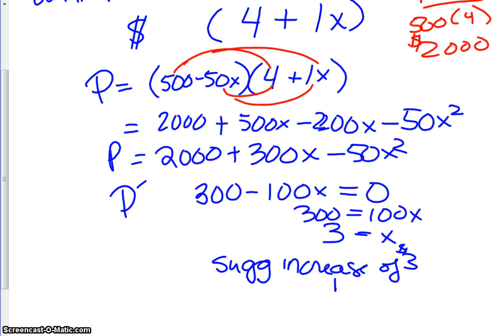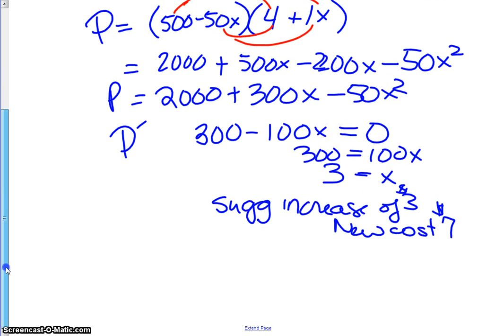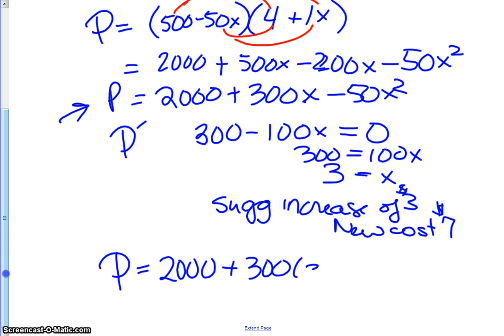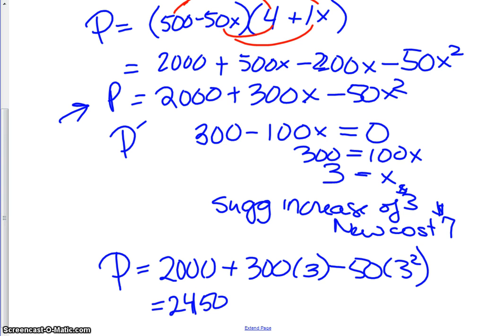All right, so the new cost is $7 per person. We say that our new profit would give us, remember our profit formula here? Now we're going to put in 3 times we've increased it: 2,000 plus 300 times 3, minus 50 times 3 squared. So at $7 a piece, our profit then would be $2,450, which is a $450 increase.